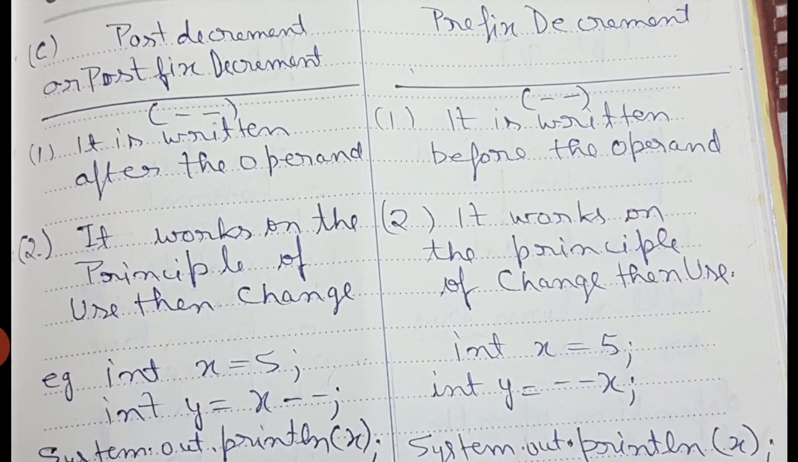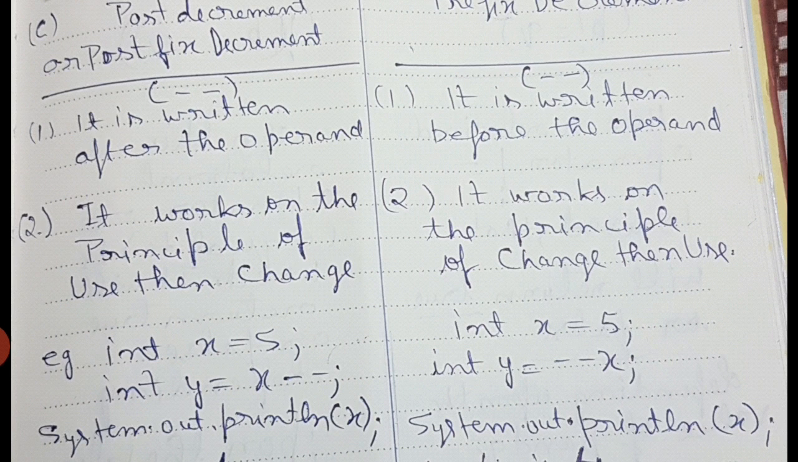So students, here the symbol is -- for post and pre decrement both, but again the same thing: post is after, meaning the first difference is that it is written after the operand, and prefix is written before the operand. Then second, post decrement works upon the principle of use then change. Prefix decrement works on the principle of change then use. Okay, so let's look at the example.